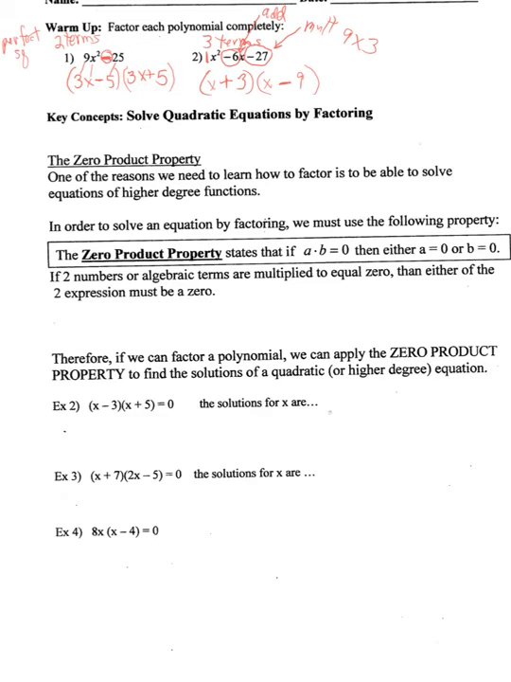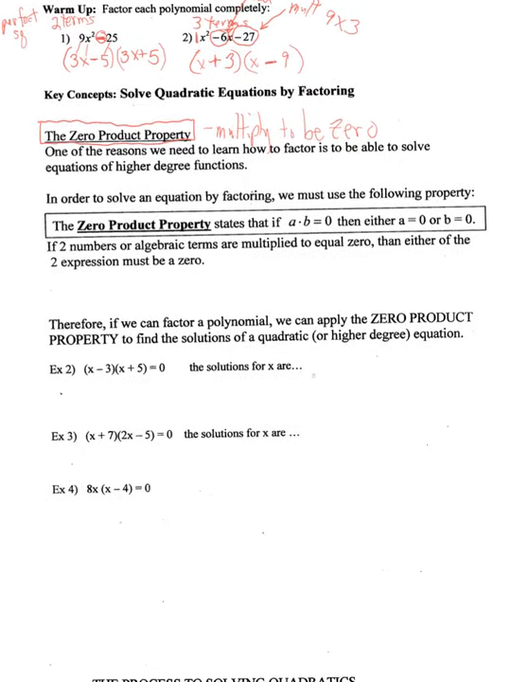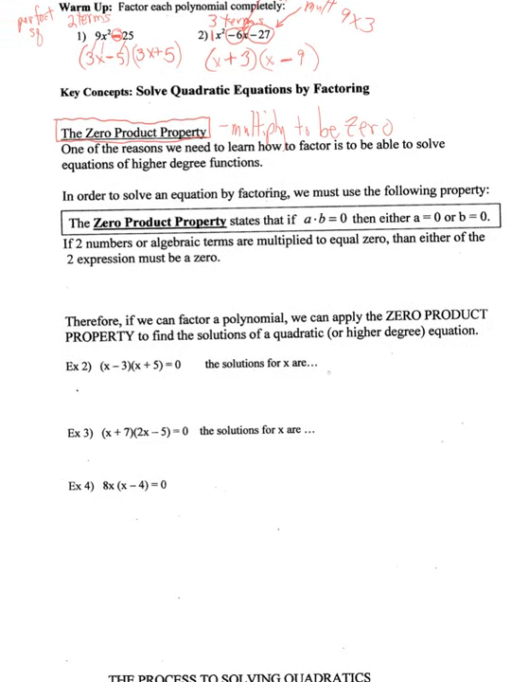In order to solve an equation with factoring, we have this property. You know, mathematicians got to get fancy with their words. They call it the zero product property, which means things that multiply, the product, to be 0. So look at what the rule is down below. In order to solve an equation by factoring, we must use the zero product property.